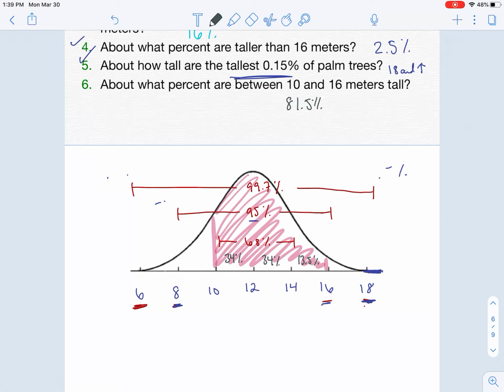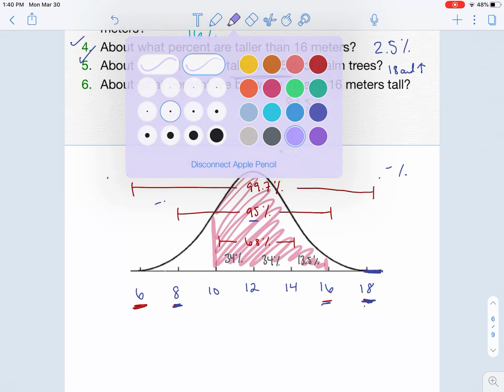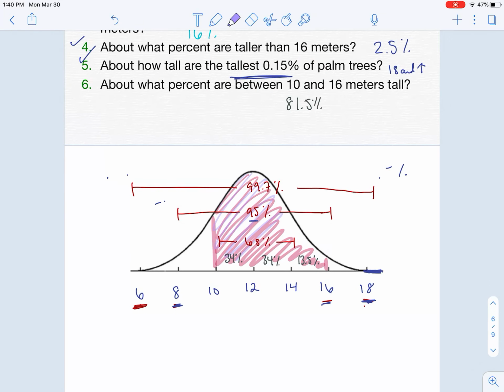I could also, what I like even better than that would be to do, gosh, this is tough to explain. I would do this whole thing. Right here is 16%. So I would do 84%, and then I would subtract out this small tail right here, which is 0.25.